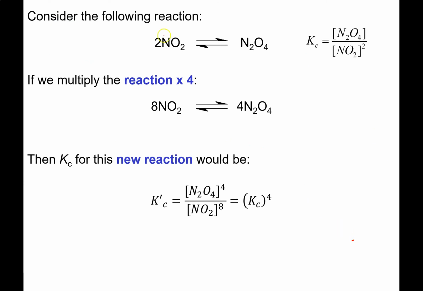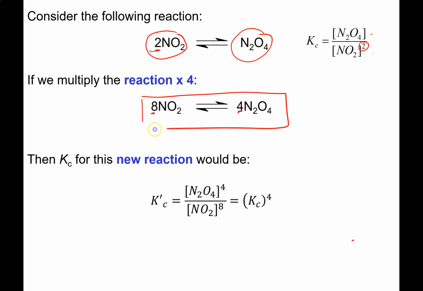So let's go back and look at this reaction here. We've got 2 moles of NO2 in equilibrium with 1 mole of N2O4. And we could write the concentration equilibrium constant for that. It's going to be products over reactants. We've only got 1 mole of the product, but we do have 2 moles of the reactant, so we have to square the concentration of the reactant. Now, if we multiply everything in this reaction by 4, so the 2 becomes an 8, and the 1 becomes a 4, we would have this balanced equation.